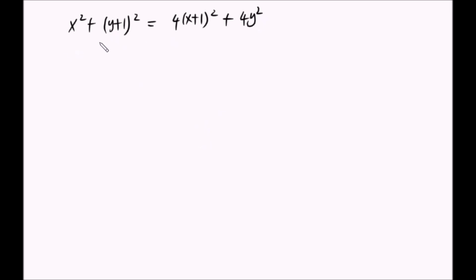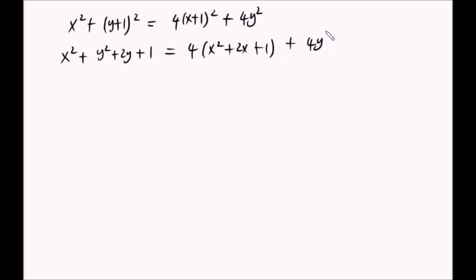So expand it. I get x squared plus, this is just y squared plus 2y plus 1. So this is equal to 4 times, if I expand x plus 1 squared, it is x squared plus 2x plus 1. So all of this plus what? 4y squared.